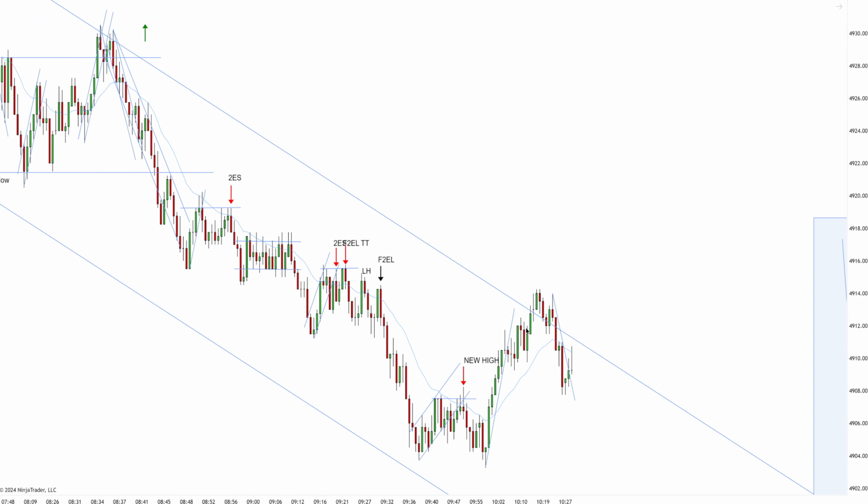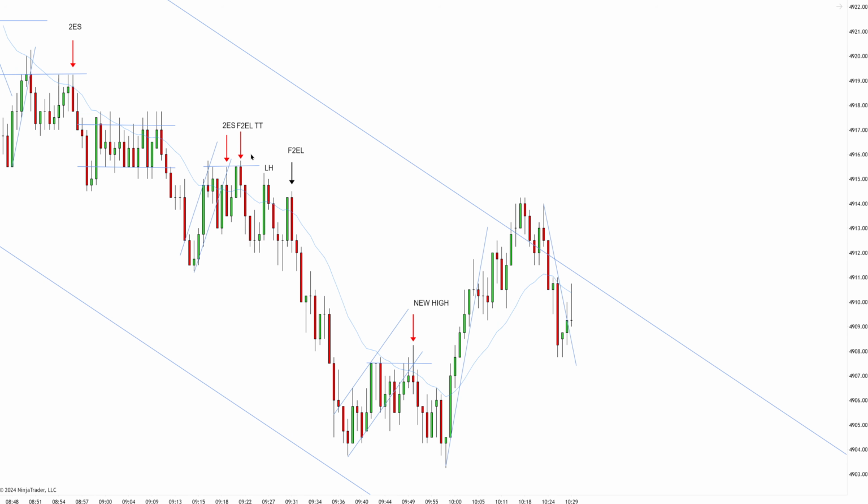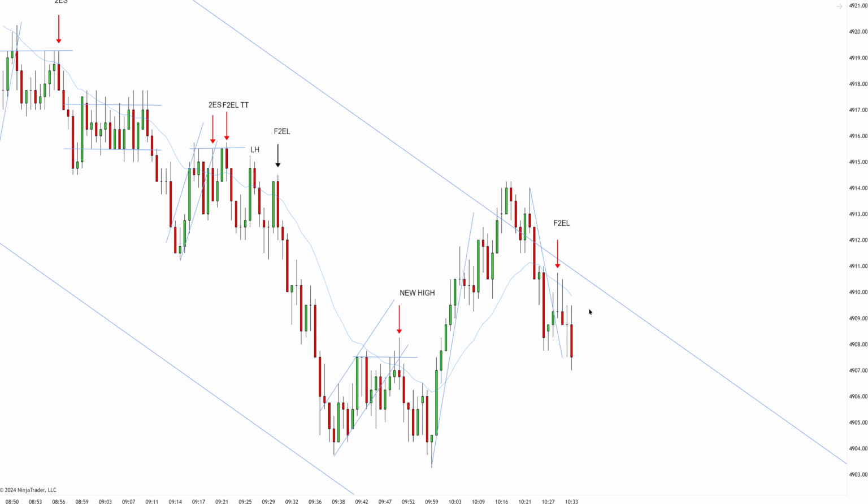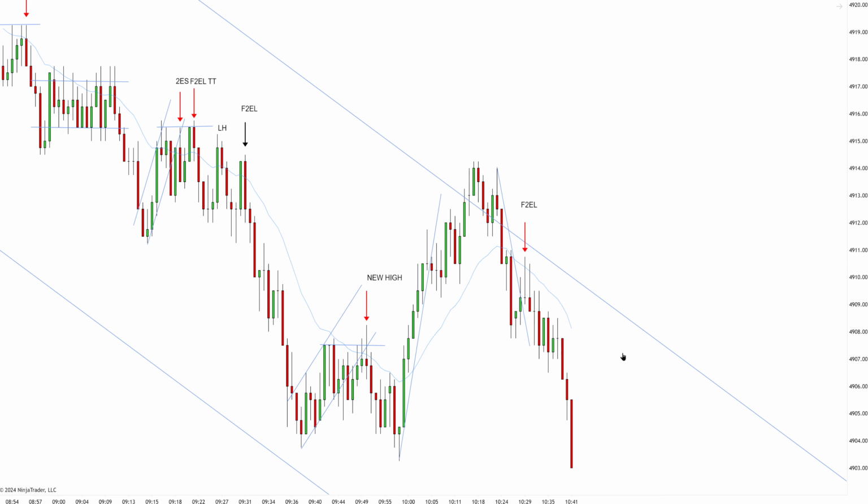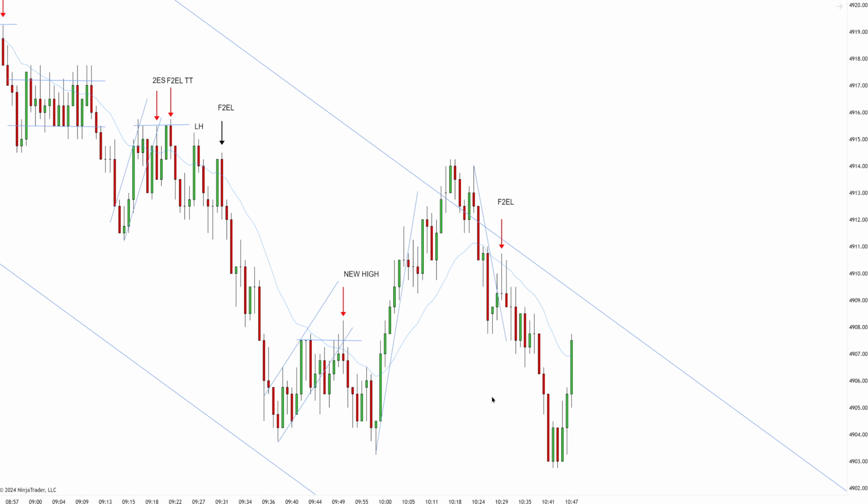So failed second entry long, I'm going to mark it. It is a little bit more difficult to take, but it is not such a horrible setup. I was personally looking for second entry short, which never formed. Market continued working lower, creating the break and the new extreme. So right now we expect price action to correct or reverse.